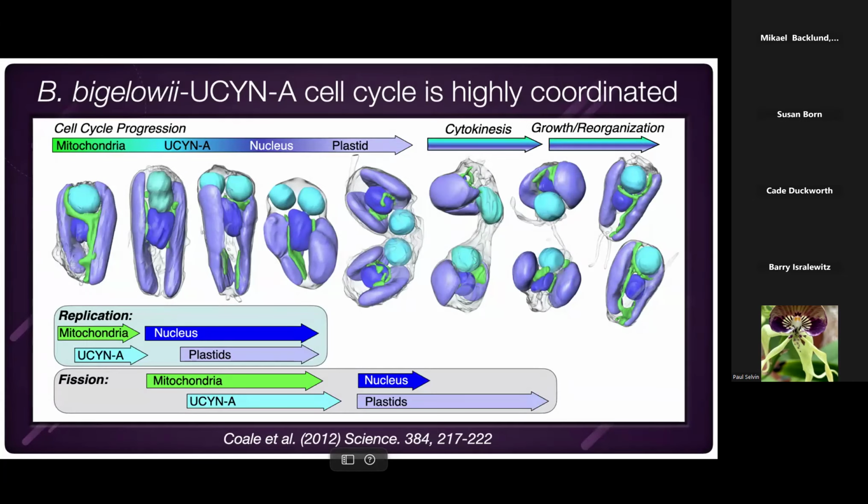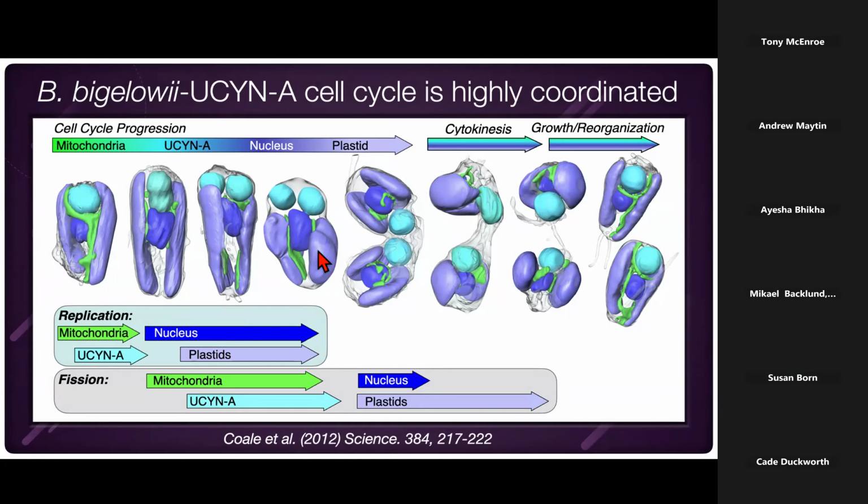We then looked at various time points, and what we noticed is that the very first change that we could see was in the mitochondria. Mitochondria doubled in volume. You wouldn't be able to tell that by looking at it, but because we can segment them and determine that, it was the very first thing that would happen. And then we would see that the UCNA was starting to replicate and divide. The DNA in the nucleus was replicating and starting to divide, and plastids were replicating and starting to divide. And then you can see you have 4 plastids now, 2 UCNA, 2 nuclei, and double the mitochondria.